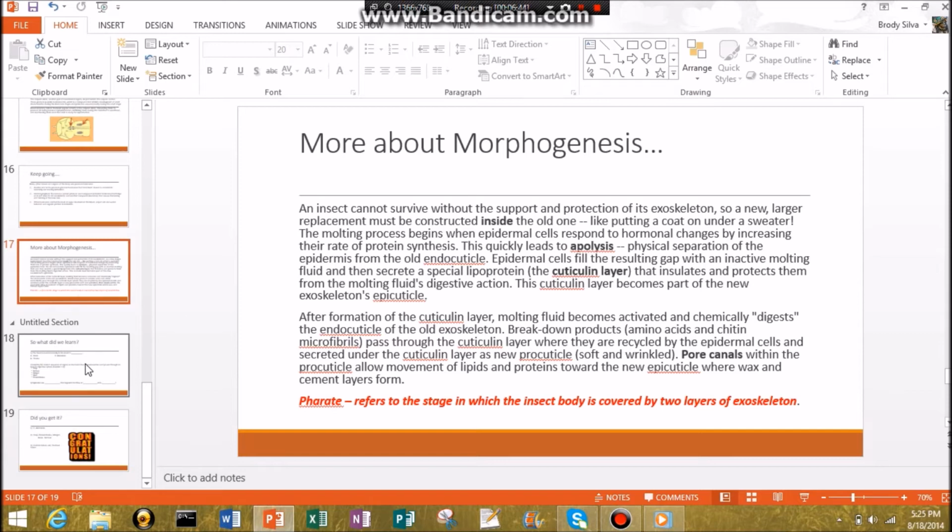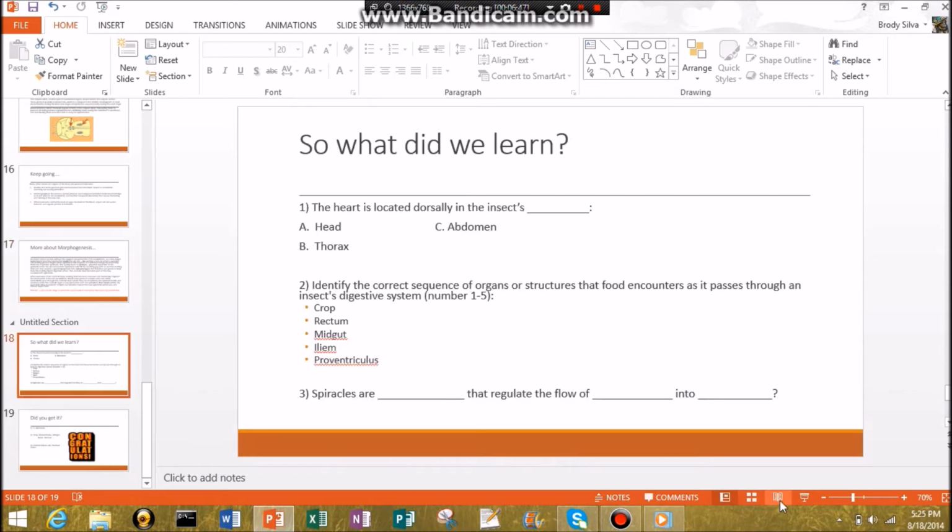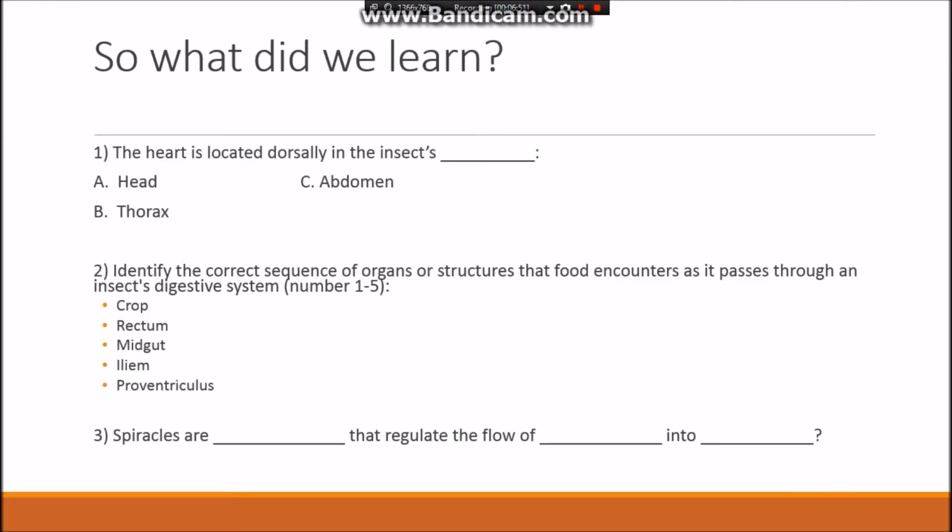Alright, and I believe I added a little quiz section. Here we go. The heart is located dorsally in the insect's head, thorax, or abdomen. The correct answer is abdomen. Yay.